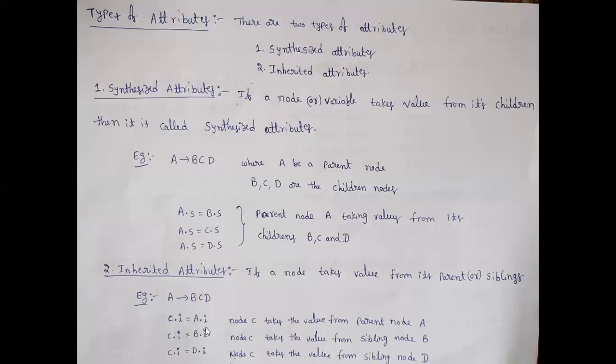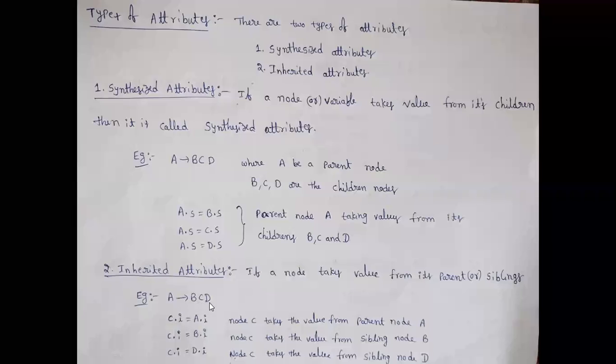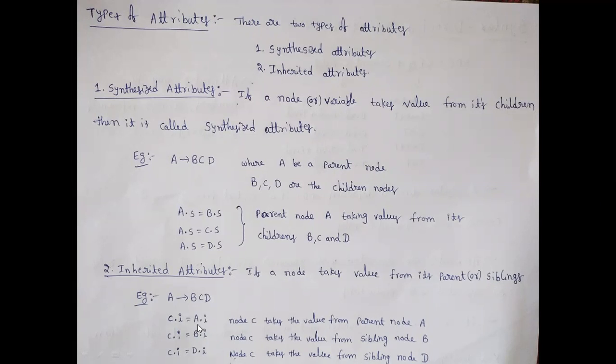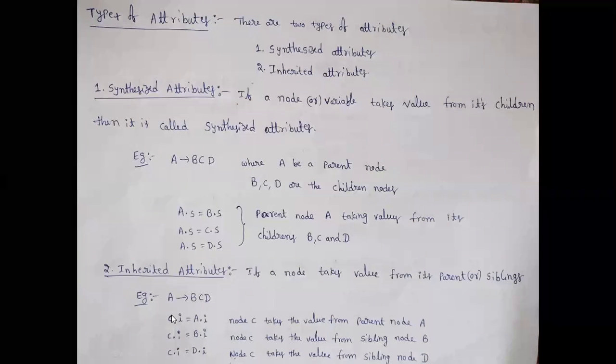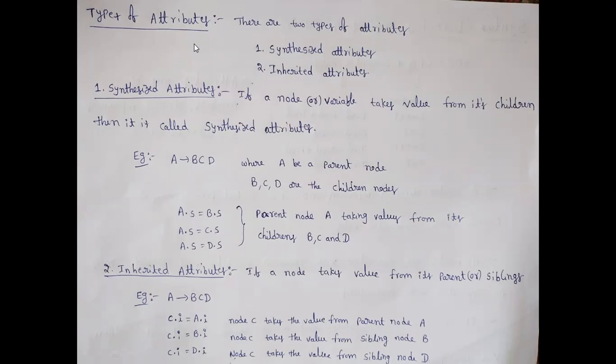Okay, so here is the example: A produces B, C, D. So C dot I is equal to A dot I. So A dot I means it is a parent node. So we are assigning a parent value to the child, and we are assigning B dot I. So B dot I is a sibling to C dot I, and D dot I is a sibling to C dot I. So that is the inherited attribute. Okay, so that is the inherited attribute. Okay, is there any doubt with this one? Types of attributes?